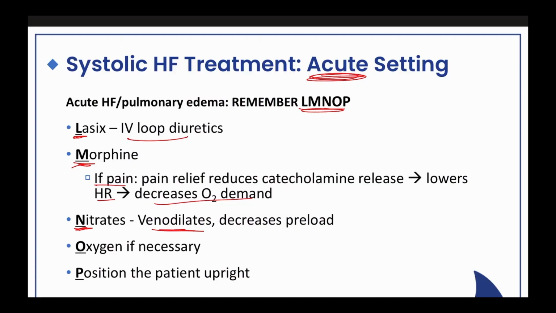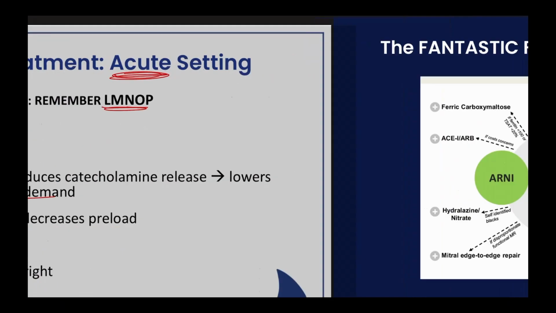The O is for oxygen if necessary. And the P is for the positioning. If they're having problems breathing, don't lay them flat. Bring up their body, the head, so they can breathe easier. So that's the positioning. So LMNOP, Lasix to get the fluid off, morphine to reduce the O2 demand and control any pain if they're having it, nitrates to help with the preload, oxygen if necessary, and then positioning of the patient.